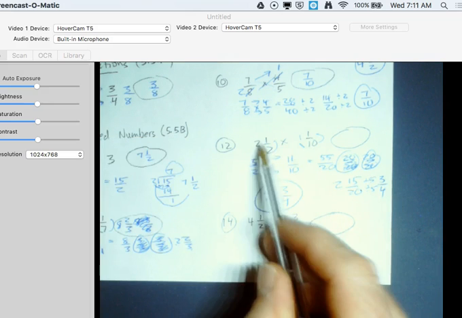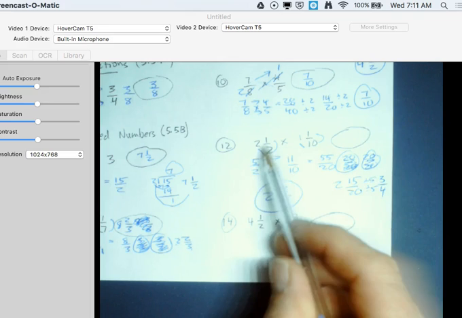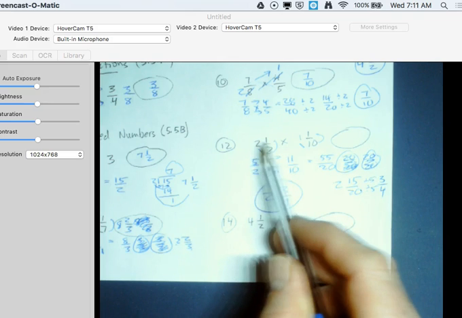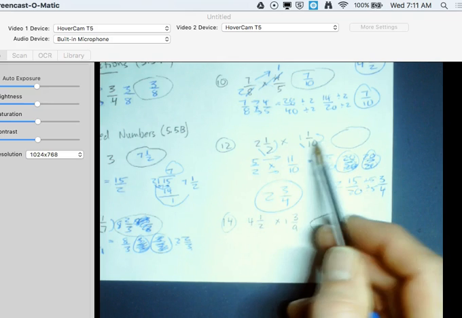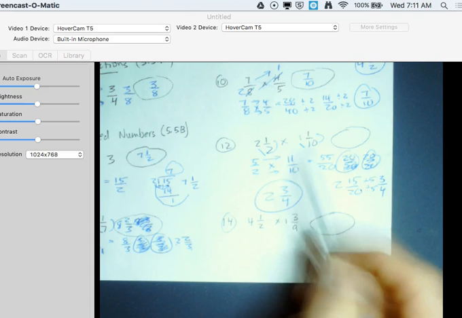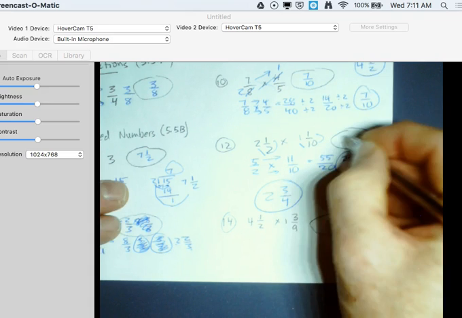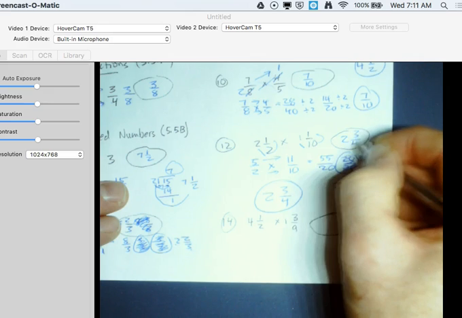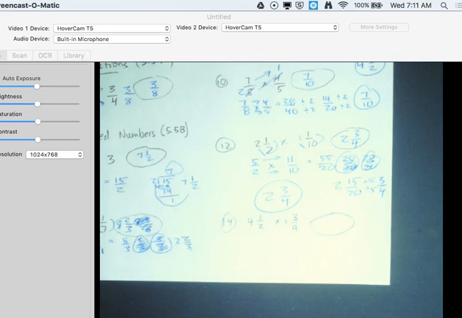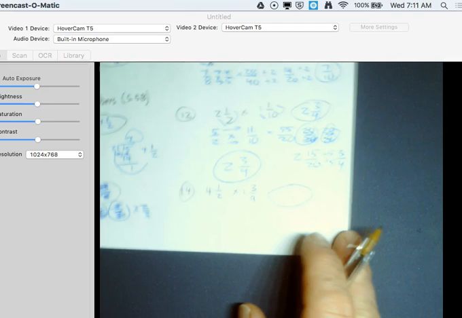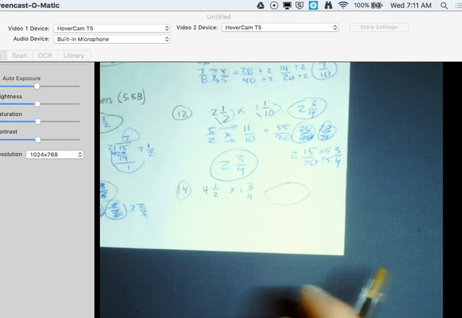And let's see if this makes sense. We've got 2 times 1. My estimate is about, well, if I round this would be 3. 3 times 1. Yeah, my answer is about 3. It's 2 and 3/4. Okay, and we've got one more here. We've got 4 1/2 times 3/9.